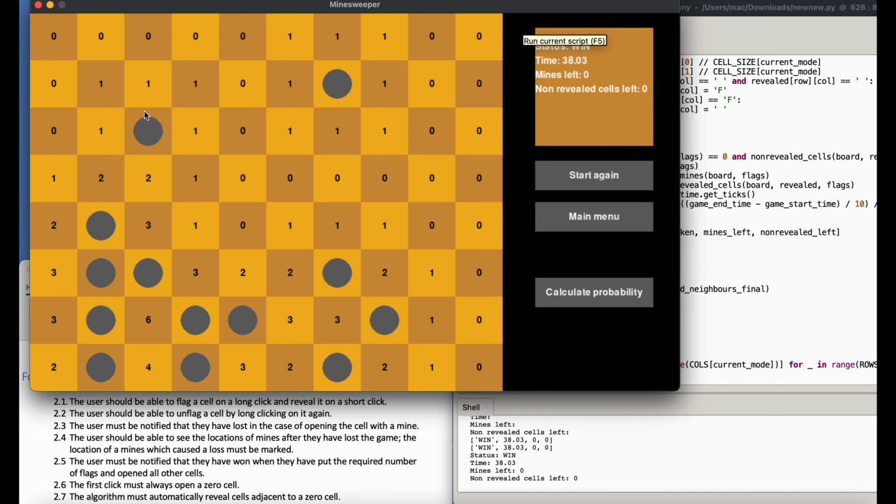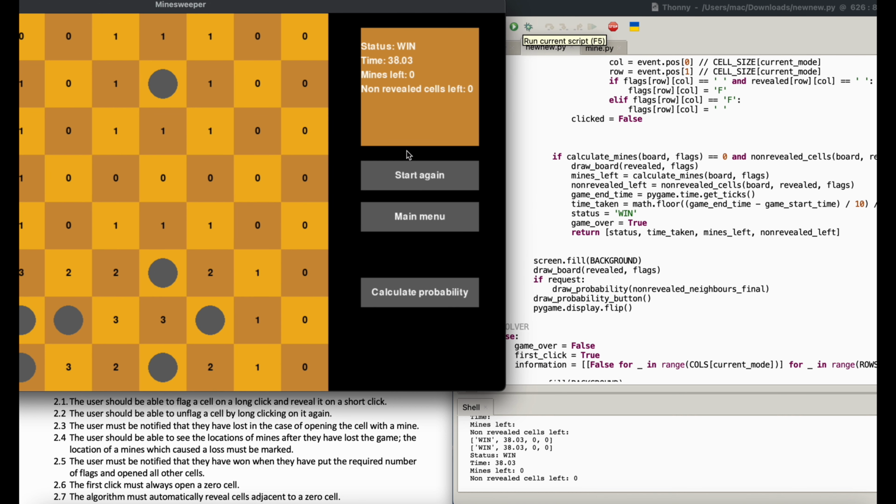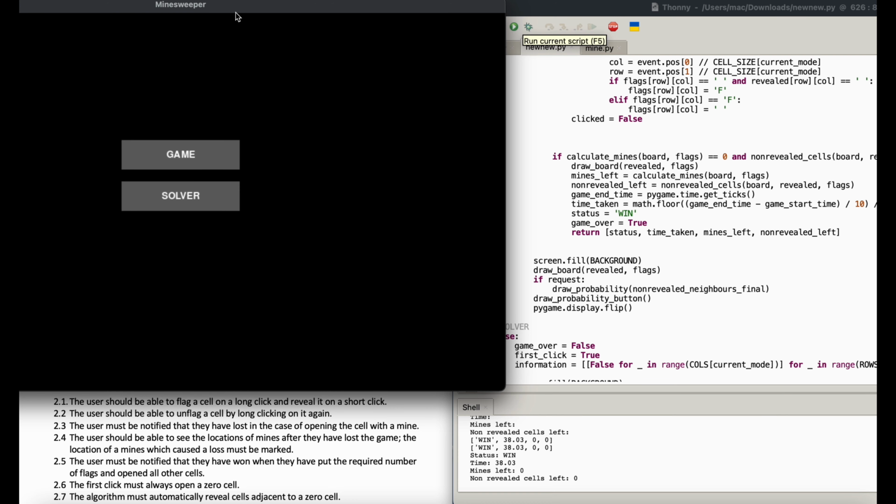Yes, so as we put the required number of flags, we see that we have won the game. And we see status win, the time we have completed the board, and the mine and non-revealed cells left are both 0. So now let's go back to the main menu and intermediate mode.